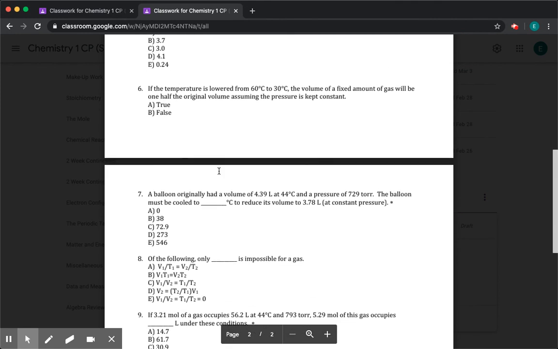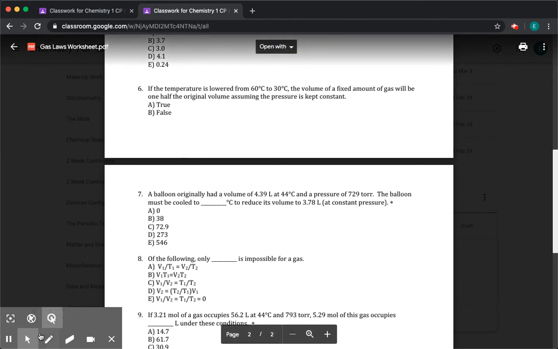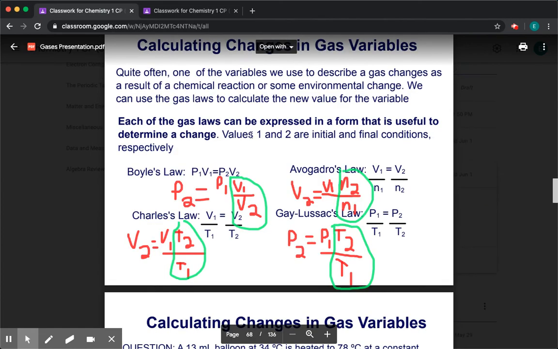number 7. A balloon originally had a volume of 4.39 liters at 44 degrees Celsius and a pressure of 729 torr. The balloon must be cooled to blank to reduce its volume to 3.78. Assume we have constant pressure. So we have constant pressure, and it doesn't say anything about moles changing, so we assume we have constant moles. So P is the same, n is the same. We are looking at the relationship between volume and temperature. That's Charles' law.